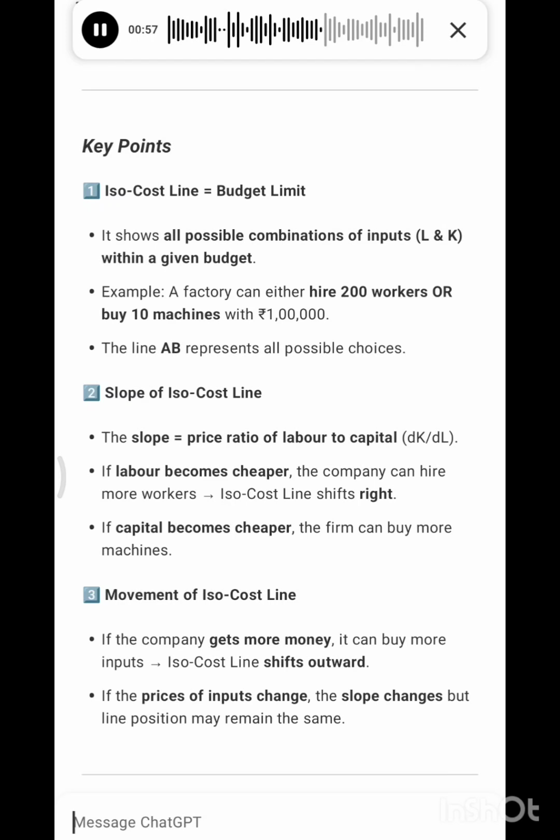3. Movement of ISO cost line. If the company gets more money, it can buy more inputs, so the ISO cost line shifts outward. If the prices of inputs change, the slope changes, but line position may remain the same.